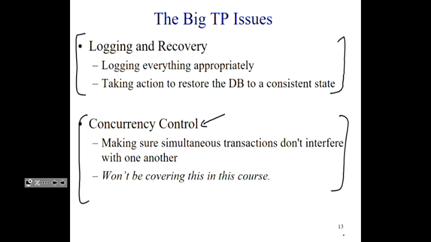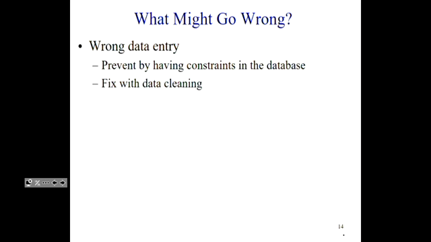Okay, so let's talk about what logging targets. Since we are focusing on logging and recovery, what does it target, and what sorts of errors is it actually recovering from? So firstly, what can go wrong? The first kind of thing that can go wrong in a database is wrong data entry. This is something that you can either prevent by having constraints in a database, or you can do some form of data cleaning. You can look for values that are potentially erroneous.